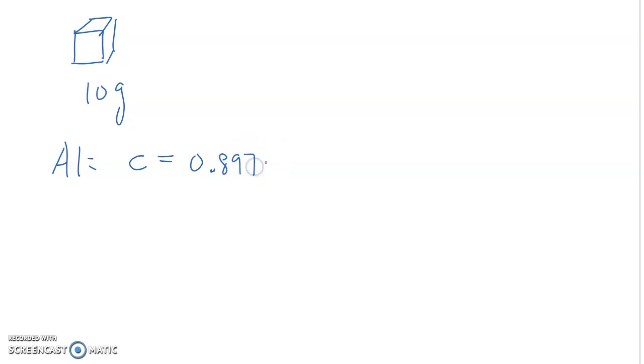Let's say I have a piece of hard aluminum. I don't know what temperature it is. I know that it's 10 grams. And by the way, aluminum's specific heat capacity is equal to 0.897 joules per gram degree Celsius.